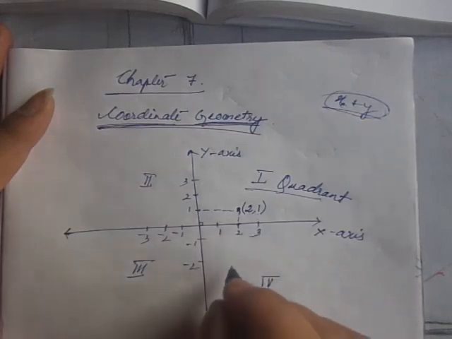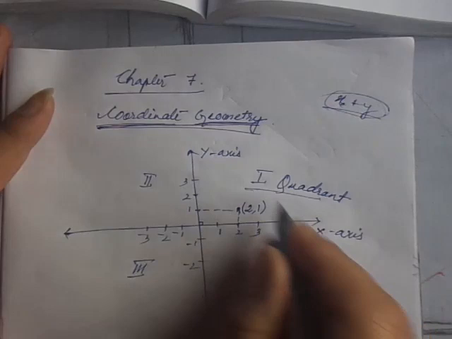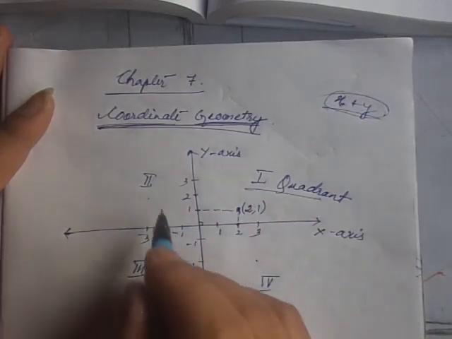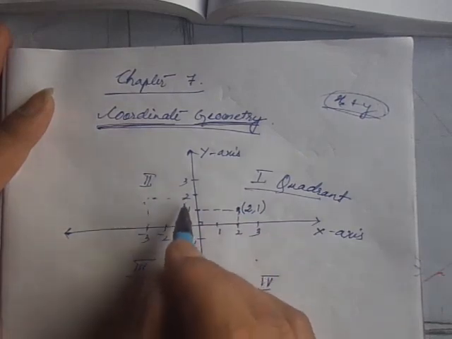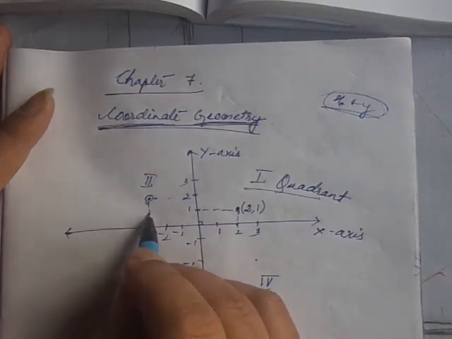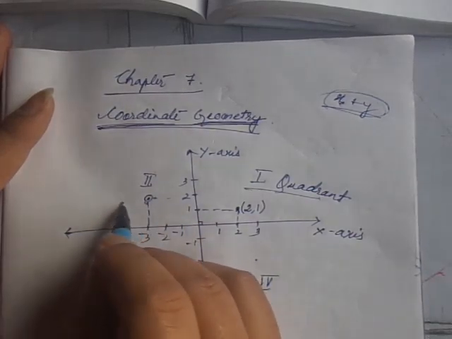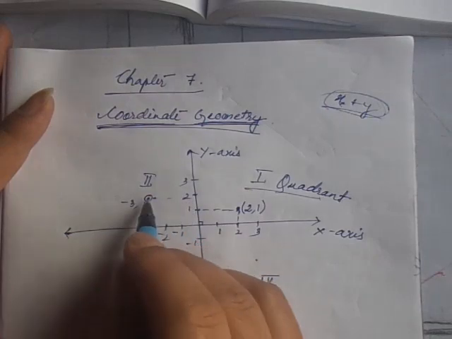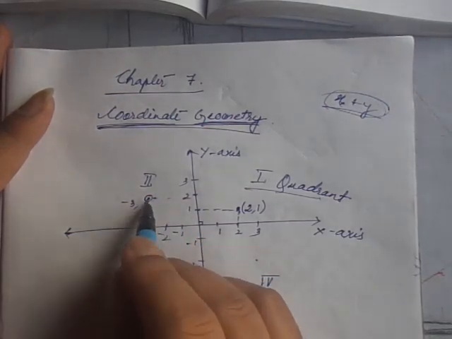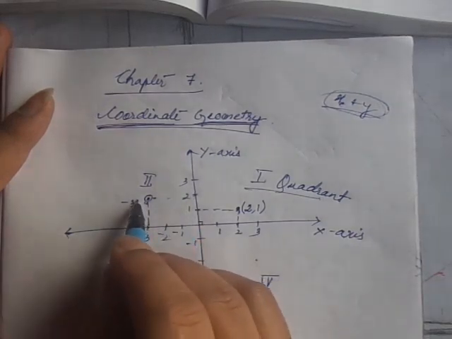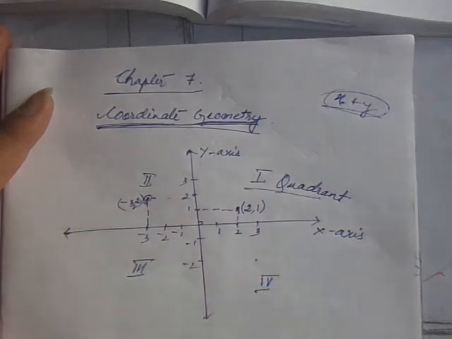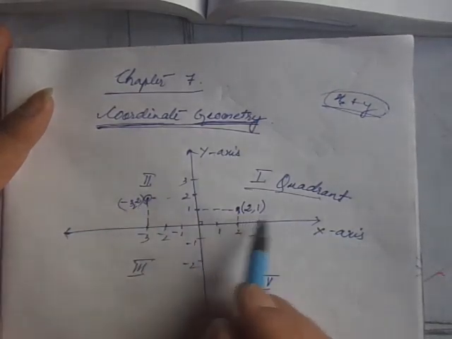That means every point on this plane can be represented by a pair of numbers. For example, let's say the distance of this point from here to here is 3. So this is minus 3. The distance of this point from the x-axis, that is from here to here, is the same as from here to here, so that is 2. So the coordinate of this point is (minus 3, 2). So this pair of numbers we call coordinates.